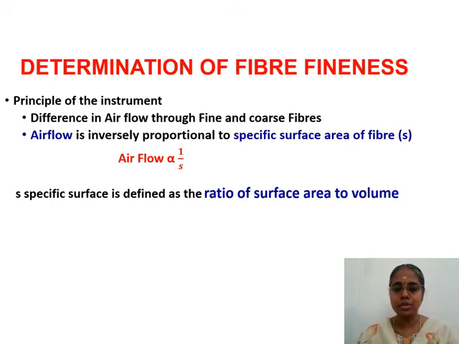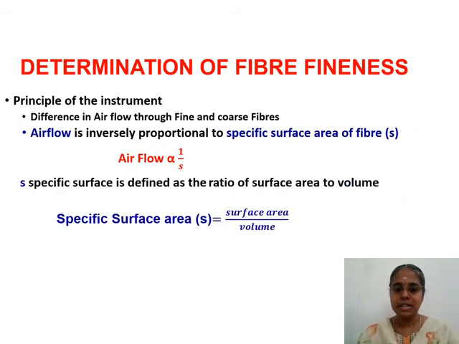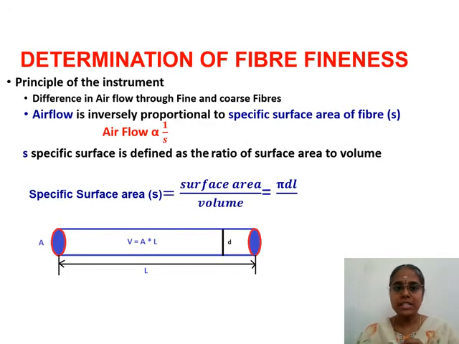Let us look into the notations. Specific surface area S is equal to surface area divided by volume. Surface area is nothing but your perimeter into length. Perimeter is 2 pi r or pi d. So it is written here as pi d into L. Surface area is pi d into L. At a particular point, pi d, throughout the length of the surface is measured. So it is pi d into L.